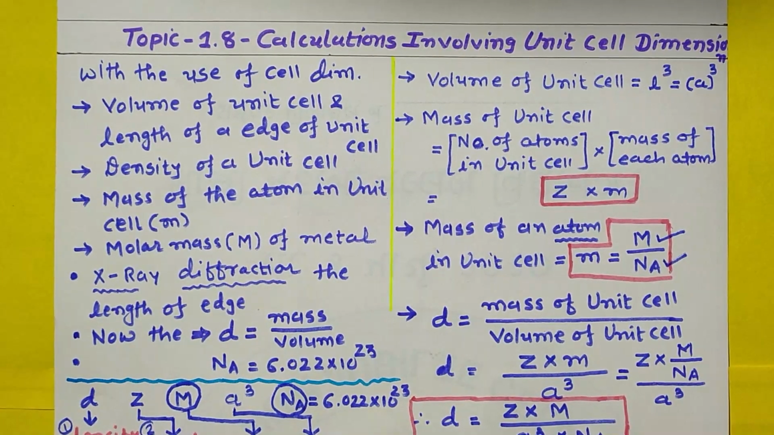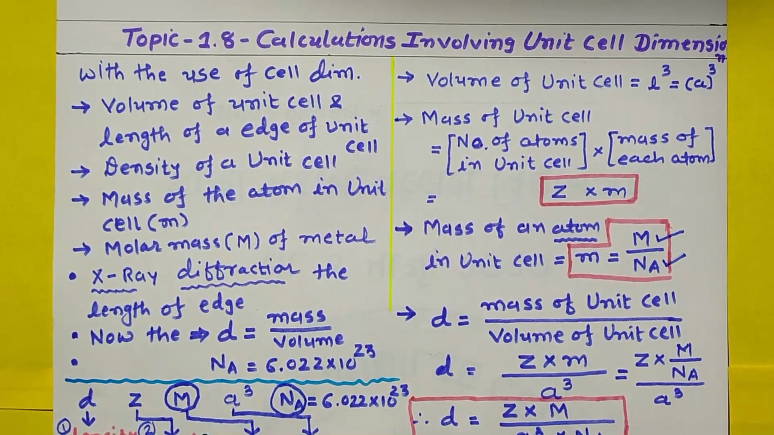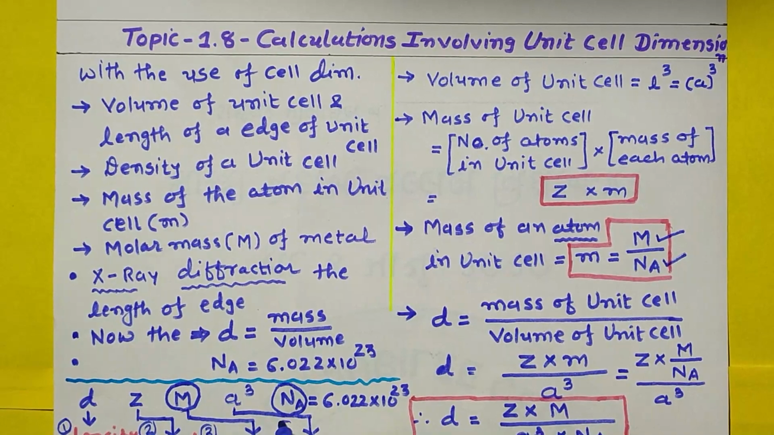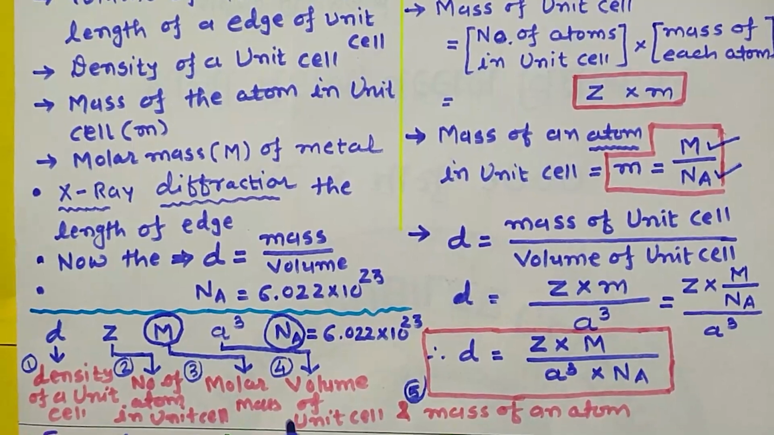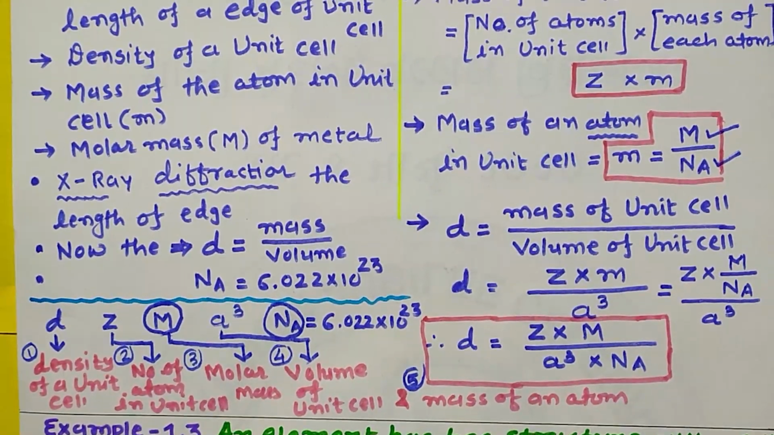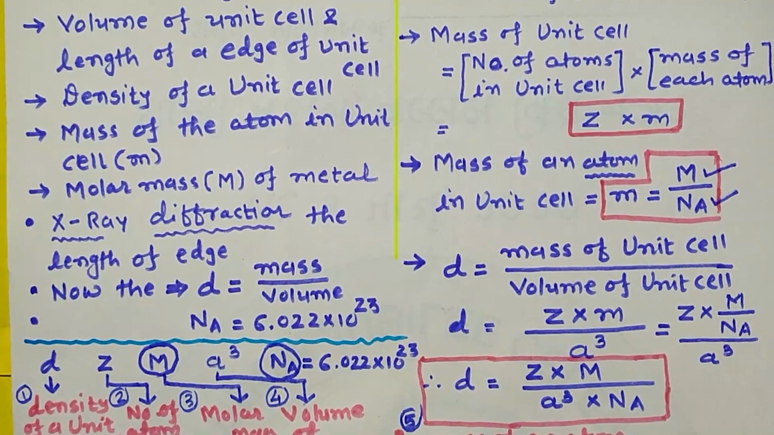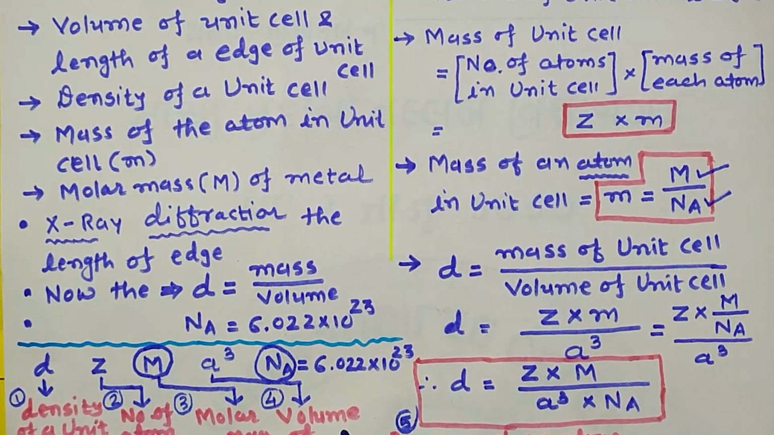So friends, look here, we can calculate the density of a unit cell, the number of atoms in the unit cell, the molar mass, the volume of the unit cell, and the 5th one, with the use of capital M and Na, means molar mass and Avogadro number, we will be able to find the 5th parameter, known as the mass of an atom. So what we have to keep in mind is that from this whole write-up, we will be able to find out the different parameters of a unit cell of a solid substance.